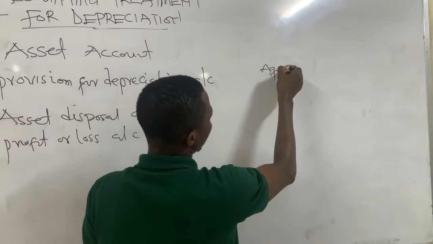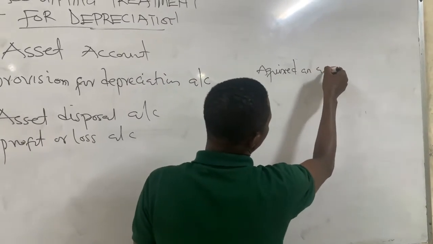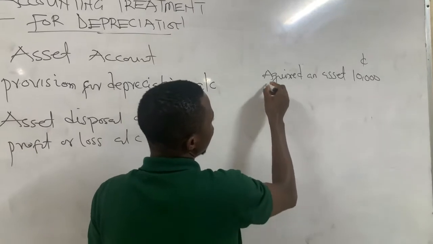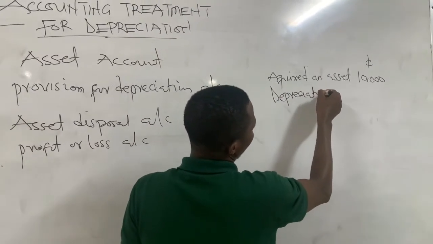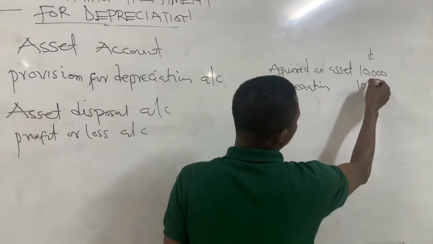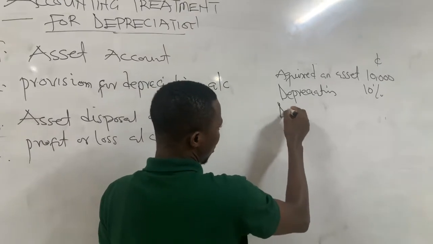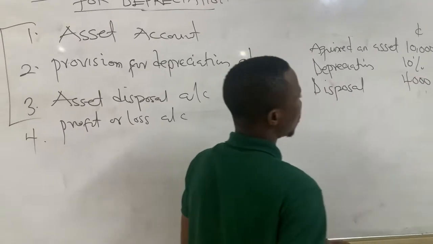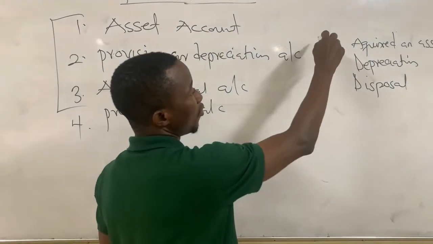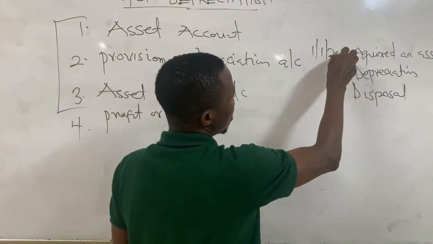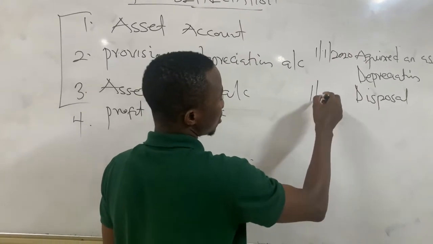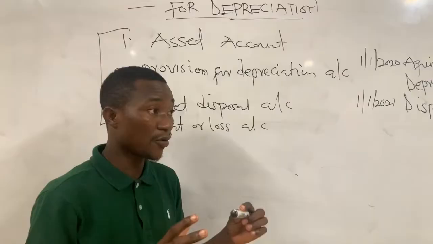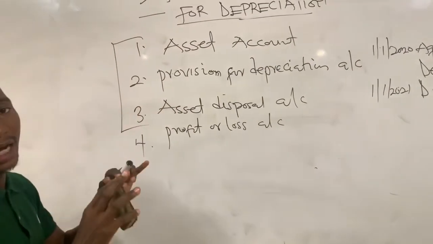Okay? Acquired an asset, maybe an amount of 10,000 cedis, and there was depreciation on this asset of 10% on cost. Alright? And you actually dispose of this asset, that is disposal, for an amount of $4,000. Alright, we assume that you've acquired the asset on 1st January 2020 and you are disposing of it on 1st January 2021. We assume the full year policy. So let's look at how the double entry will go.